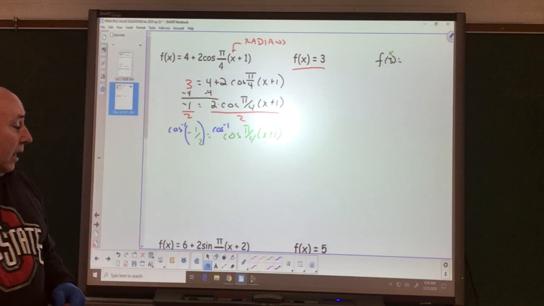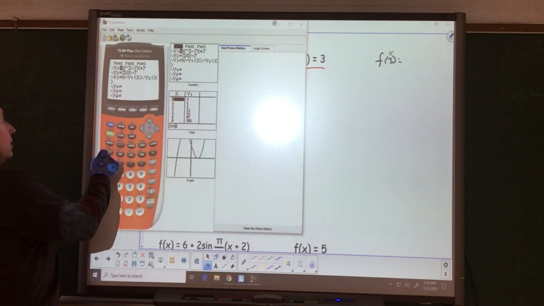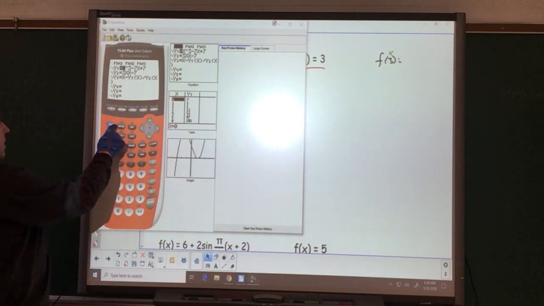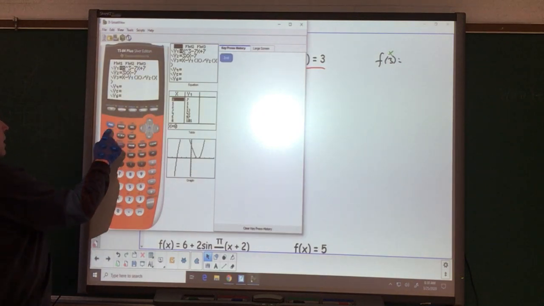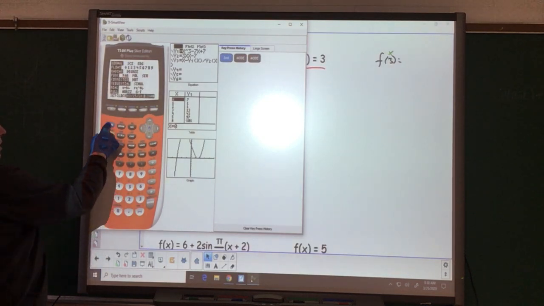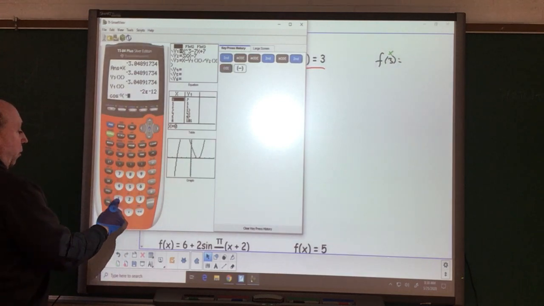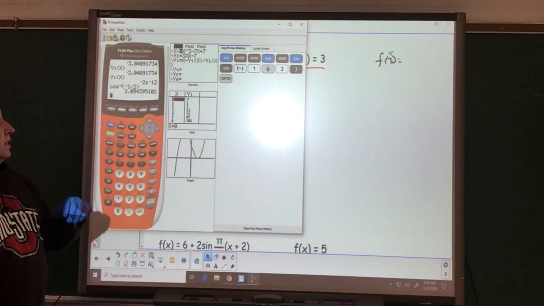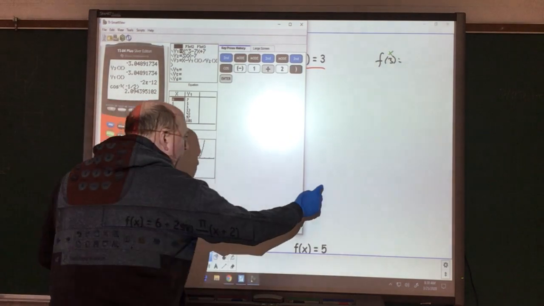So now this is where I come to my calculator. I need to make sure I'm in the correct mode, radian mode. I'm good to go. Quit, second cosine of negative 1 divided by 2 and hit enter. And we get 2.0943. You can just round it to the second decimal place, 2.09.